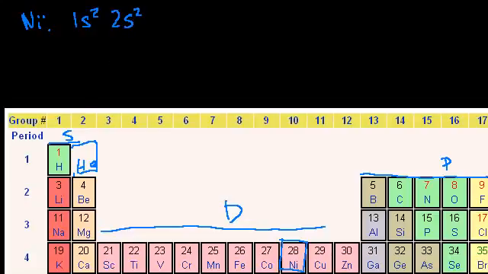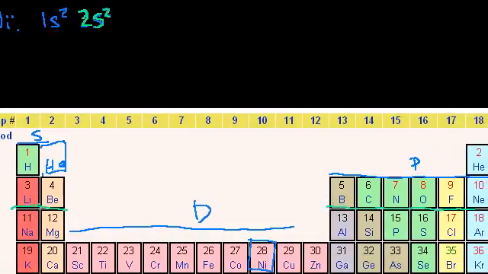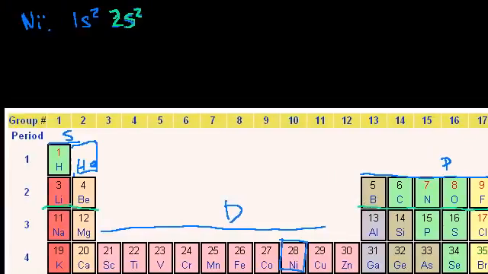And then, actually, let me do each shell in a different color. So 2s2. Then we fill out 2p6. We fill out all of these right there. So 2p6. Let's see, so far we filled out 10 electrons. We've configured 10. You can view it that way.